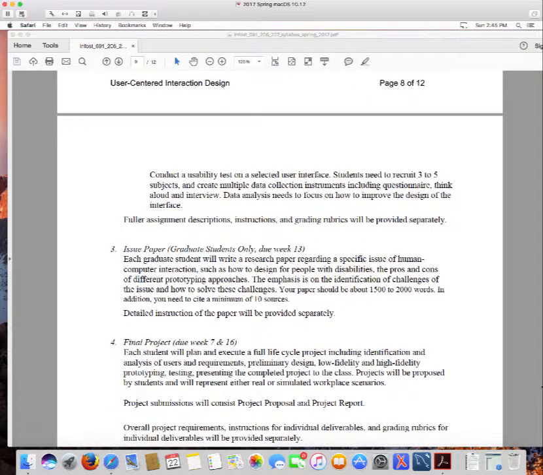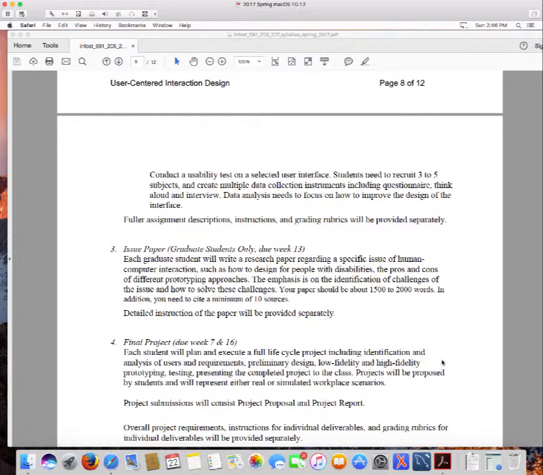Issue paper. Each graduate student will write a research paper regarding a specific issue of human-computer interaction, such as how to design for people with disabilities, or the pros and cons of different prototyping approaches. The emphasis is on the identification of challenges of the issue and how to solve the challenges, 1,500 to 2,000 words. In addition, you need to cite a minimum of 10 sources. This is pretty basically the kind of paper that we expect in quite a few of the graduate LIS courses.